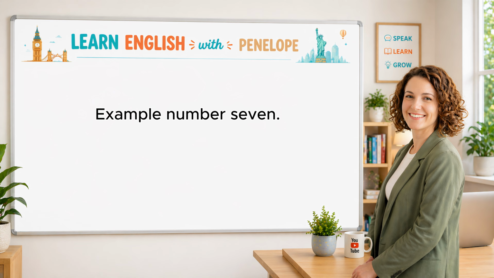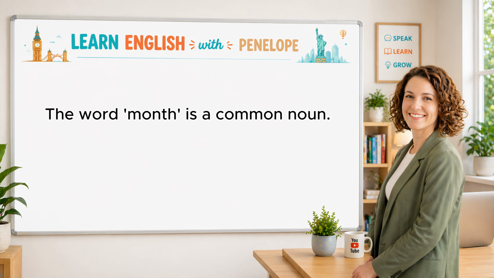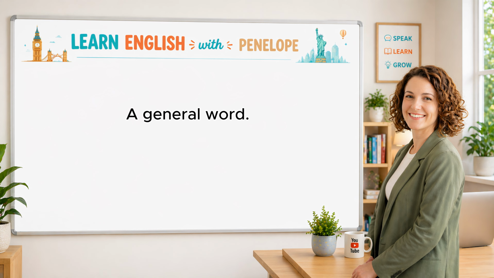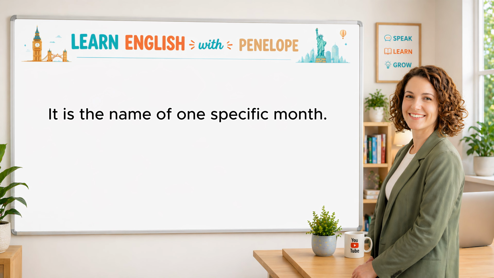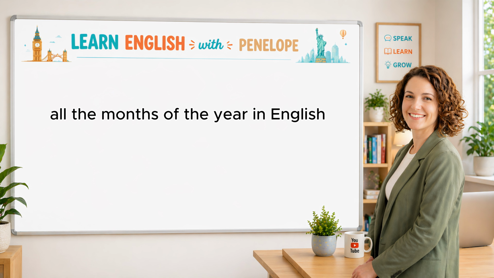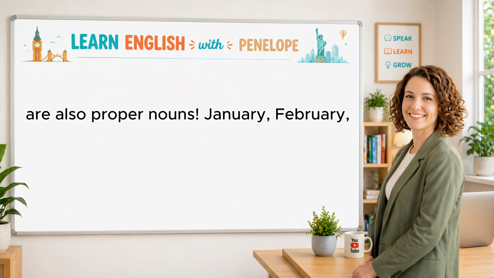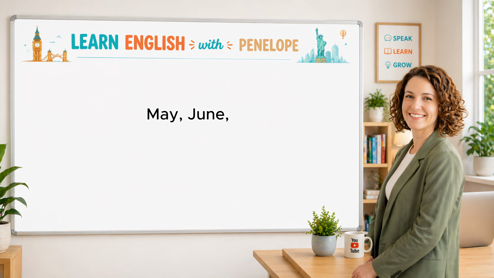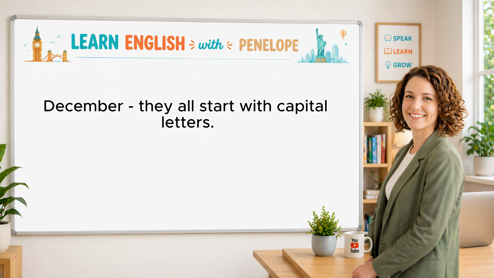Example number 7. The word month is a common noun, a general word, common noun. But January is a proper noun. It is the name of one specific month, capital letter J. And just like the days of the week, all the months of the year in English are also proper nouns. January, February, March, April, May, June, July, August, September, October, November, December. They all start with capital letters.